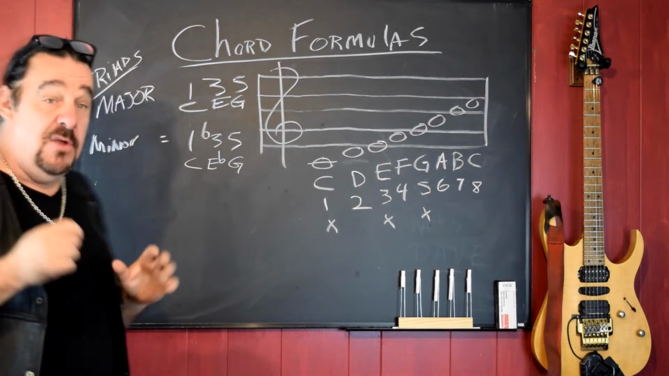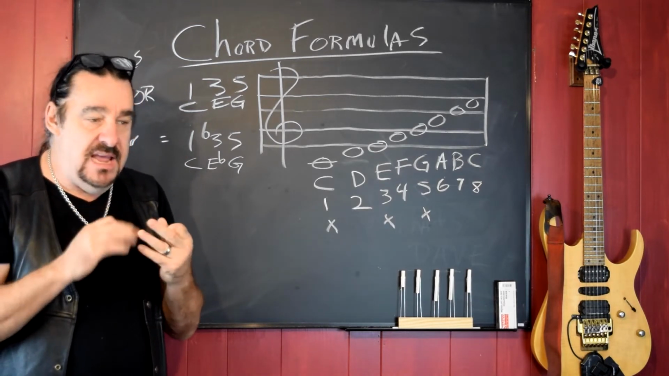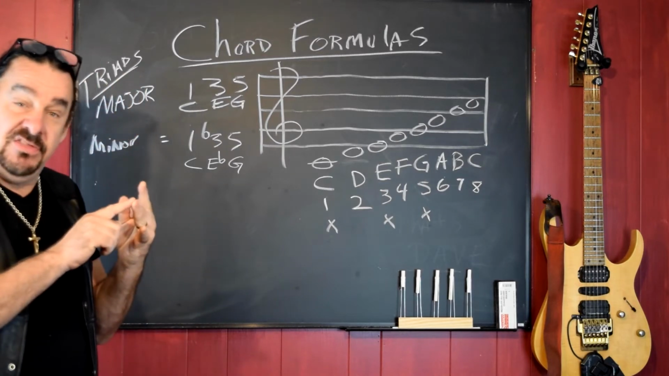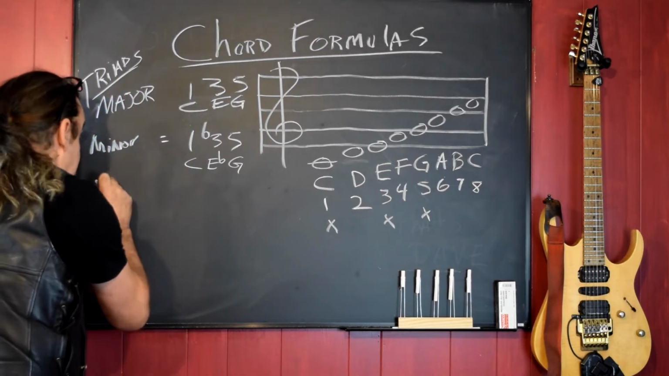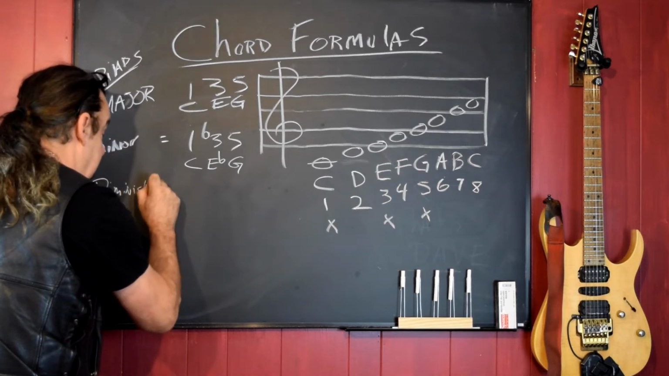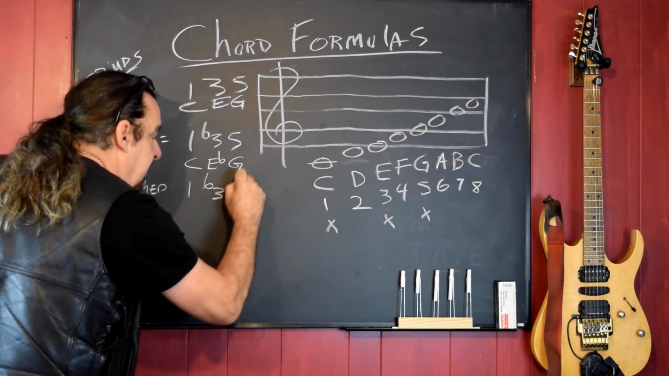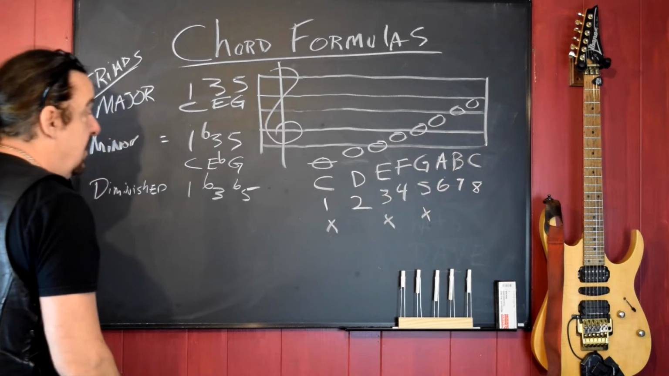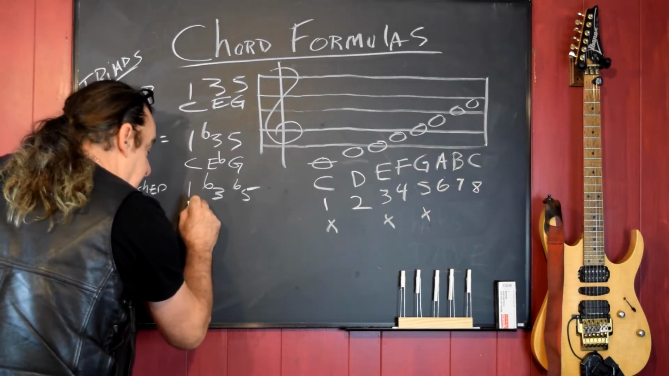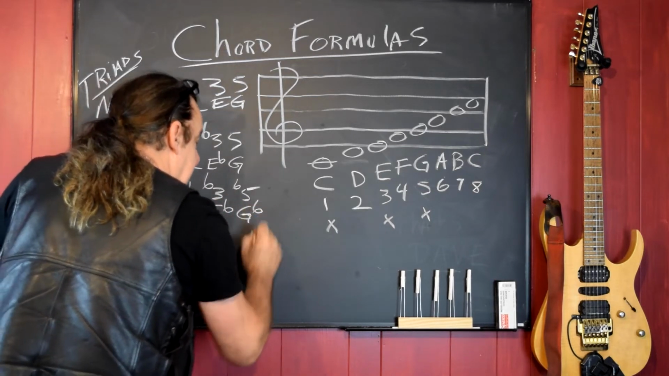Interestingly, there's a finite and relatively small group of chords which are called 3-note chords, or triads. Triads are 1, 3, 5 for a major, 1, flat 3, 5 for a minor, and a chord called diminished, D-I-M-I-N-I-S-H-E-D, which is 1, flat 3, and flat 5. You might be going, what the heck does that mean? So 1, flat 3, and flat 5 is a C, an E flat, and a G flat, right?